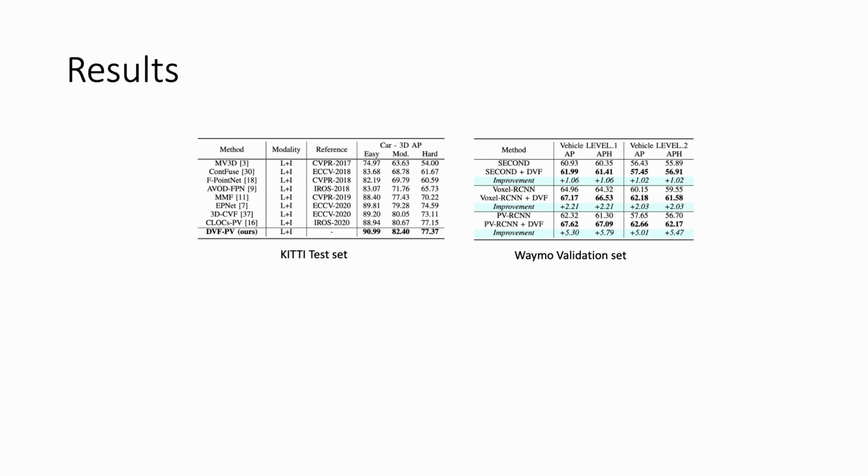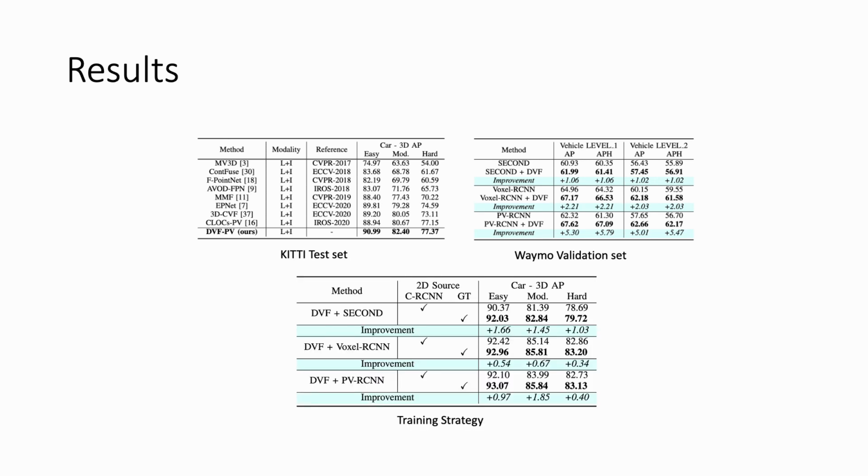Here we show a significant improvement in the performance of LiDAR methods using Dense Voxel Fusion for 3D object detection on KITTI and Waymo autonomous driving datasets for single and two-stage 3D detectors. Finally, we show that the proposed multimodal training strategy leads to better generalization compared to training using noisy detector-specific 2D predictions.